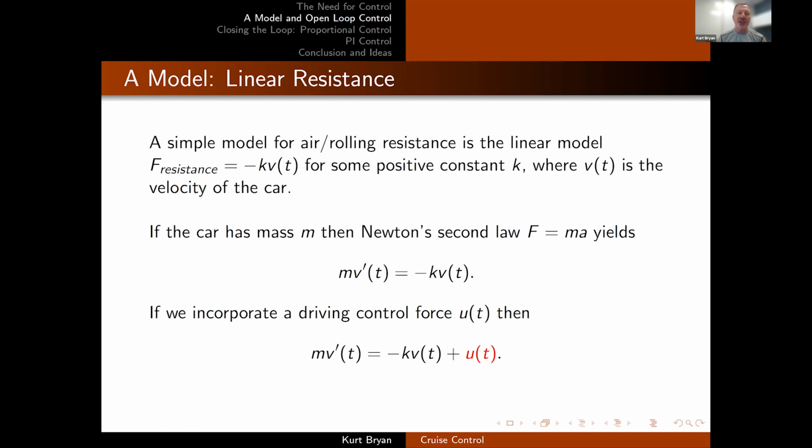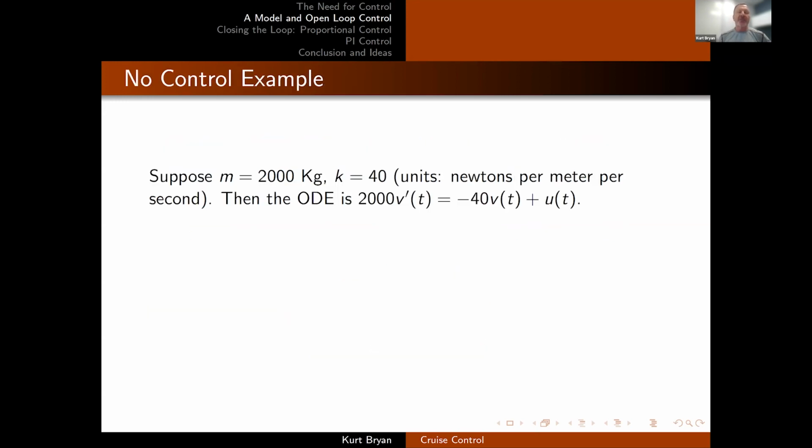And our goal is to adjust u(t) so the car maintains the desired speed. Well, so there you have a simple differential equation at the bottom there. And let's put in some numbers. Suppose the car is 2,000 kilograms, and I picked k to be 40, which comes in units of newtons per meter per second. I actually picked k to be a semi-realistic value for how much power it takes to keep a car at 53 miles an hour, but we don't need to delve into that at the moment.